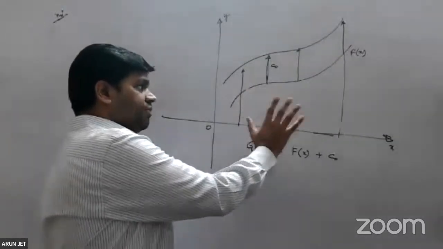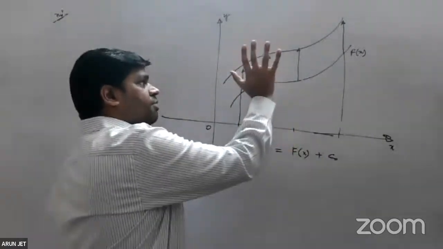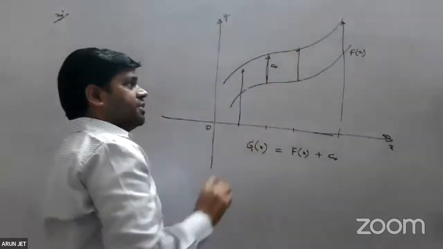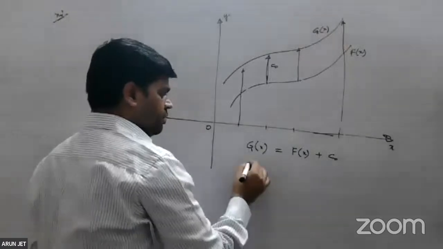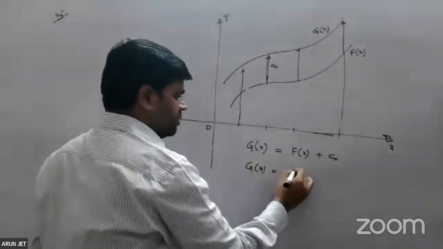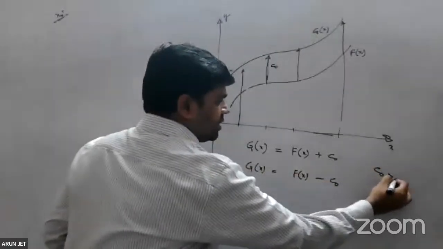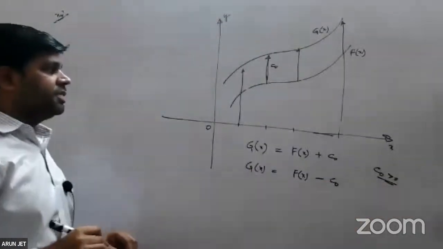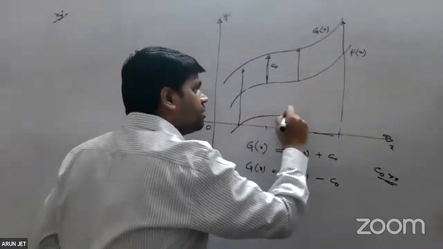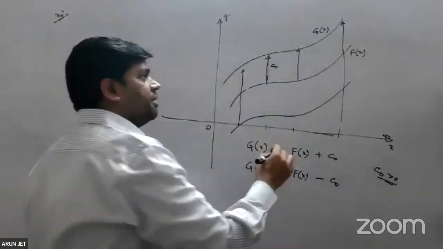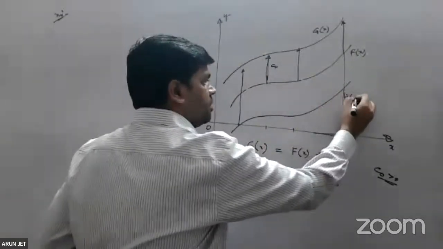So given f of x, if I add c naught to it, I push it up by c naught units and get g of x. Now this is my g of x. Now if I want the function f of x minus c naught, where c naught is greater than 0, what I do is take this f of x and pull it down by c naught. I get h of x.